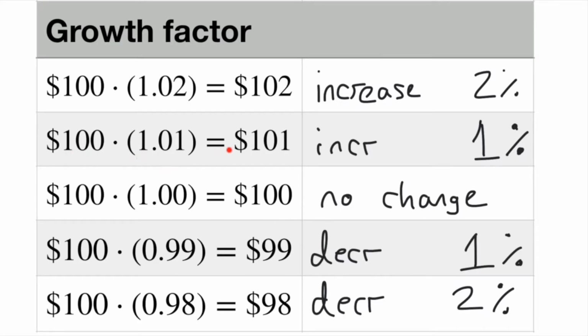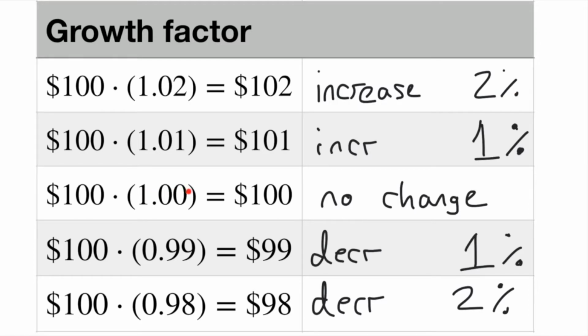$100 times 1.01 will increase it by 1% to $101. So you can see that although they both have a 1, this one has a 1.01. The growth factor is slightly larger. How much larger? 1% larger. So $100 times 1.02 would be $102. That's increasing it by 2%.